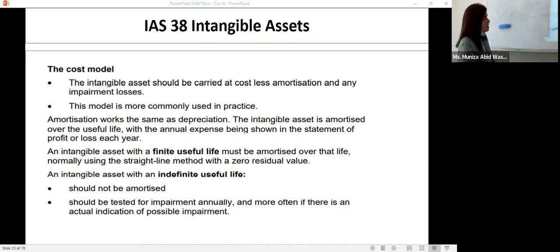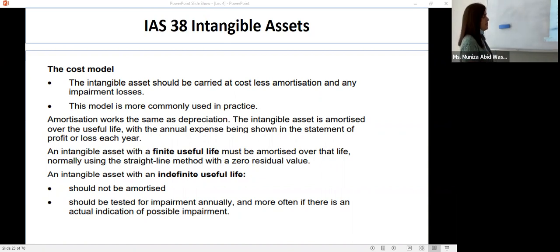So they say amortization works the same as depreciation. The intangible asset is amortized over the useful life with an annual expense being shown in the statement of profit or loss each year. Where do we show depreciation? In our statement of profit or loss. Where do we show amortization? In our statement of profit or loss. Together with that, students, under IAS 16, depreciation has two policies, either the straight line method or the reducing balance method. Over here, there is no such thing. Here we are just going to take amortization as the cost of the intangible asset divided by its useful life. So this is what they are telling.